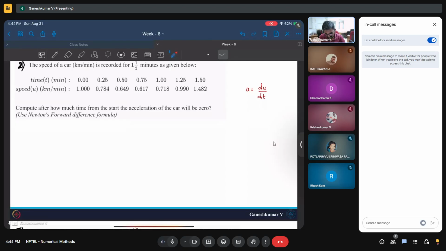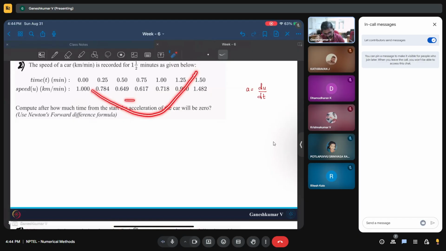In this case, it started at 1 and keeps on decreasing to 0.649, which means it is decelerating, which means du by dt is negative at this point, this point, and again at this point. Now, from here there is an increase in speed, from 0.6 to 0.7, and it continues to increase, which means the speed is decreasing and then increasing.